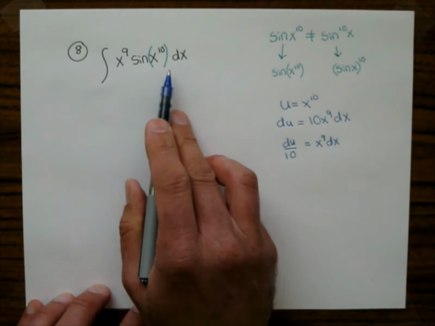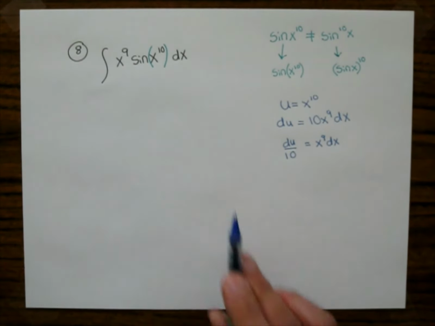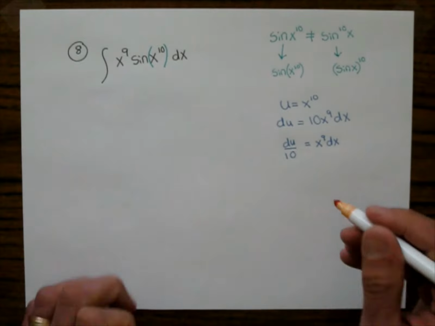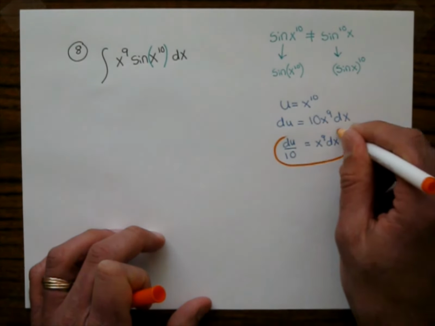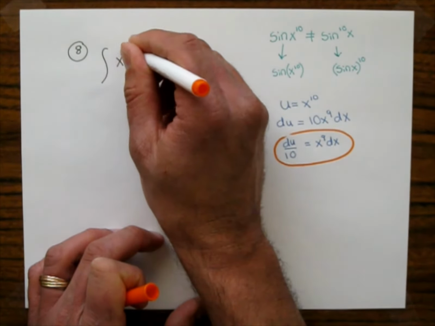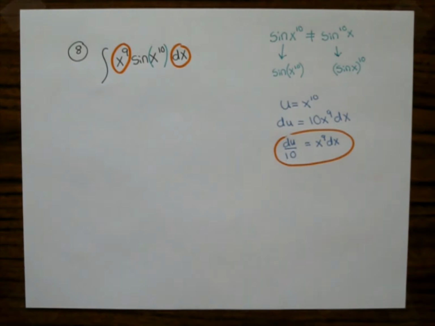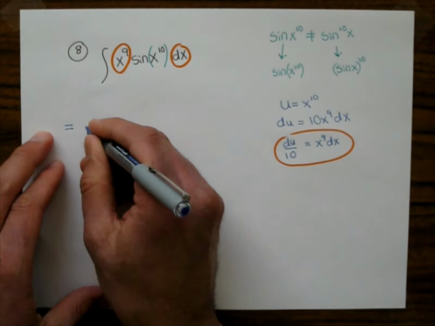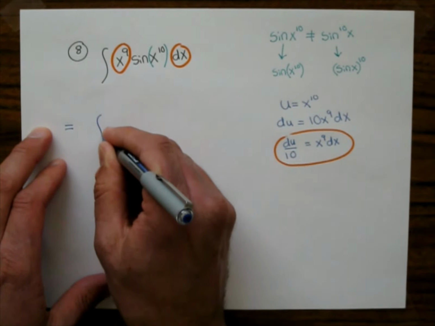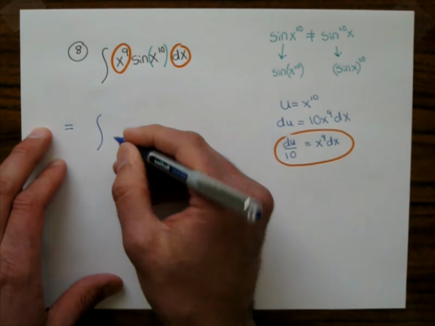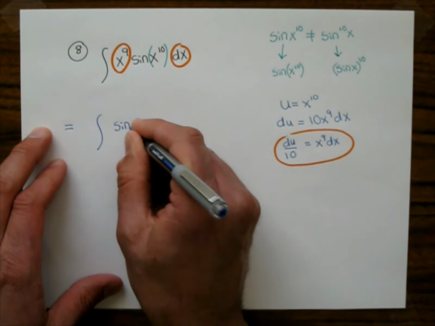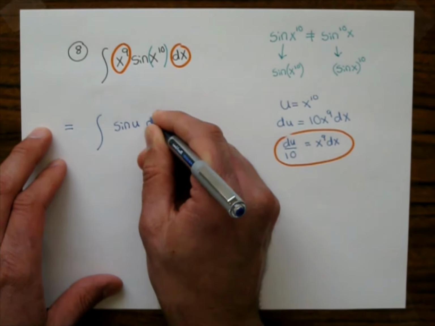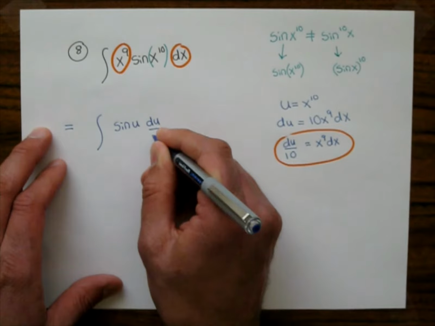It doesn't matter which way you do it, I just have to pick a way, and I feel like just doing it this way. So look what I have here. This is the orange part, and then I have a sine u. So this is going to be the integral of sine u du over 10.